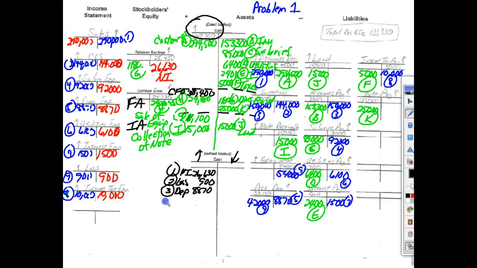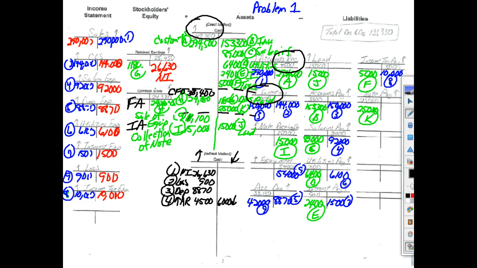of $8,870. And then the rest of this is just accounting for the changes in current assets and current liabilities. So accounts receivable went down, that's on the credit side. So put it down here on the debit side. So increase in accounts receivable. Inventory went up, $6,000. That's a debit. Put it down here as a credit.